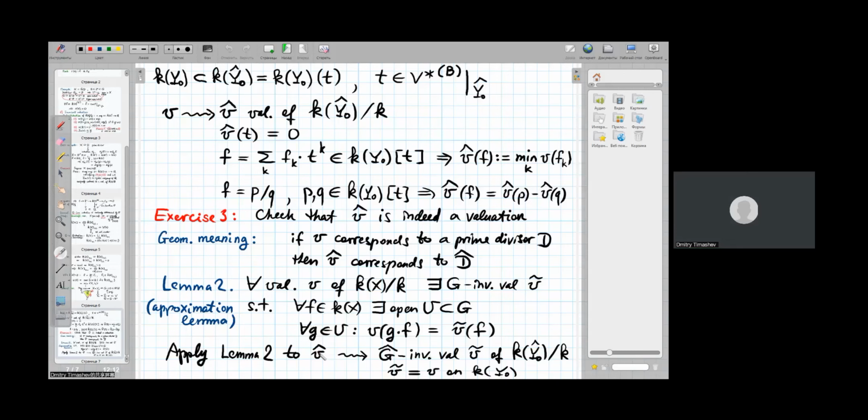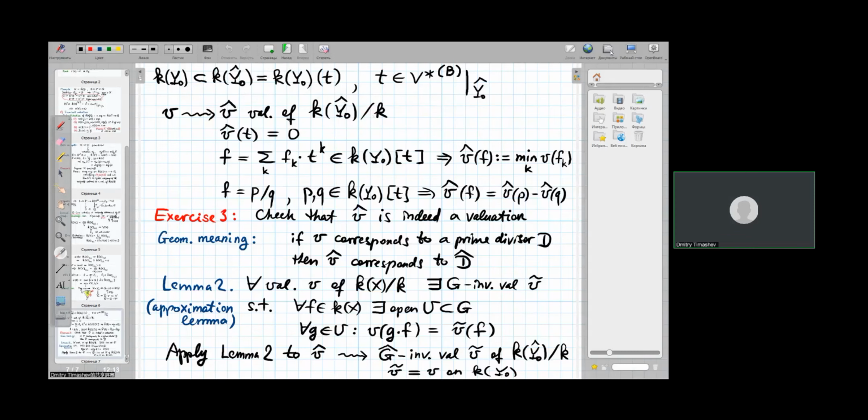How does this extension always exist for an arbitrary field? In this case, we have that Y naught hat is of transcendence degree 1. Exactly. Yes. Formally, let me answer. Field extensions, I don't think we can. I understand your question. You are right. Formally, this construction does not explain how to extend a valuation to any bigger field.